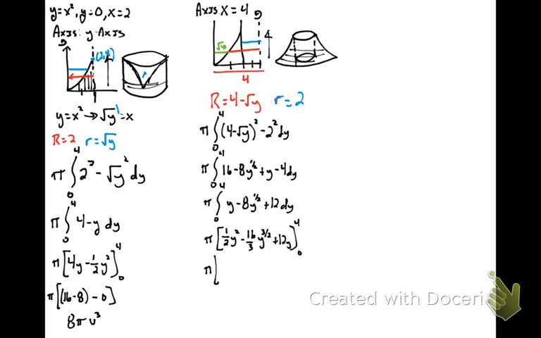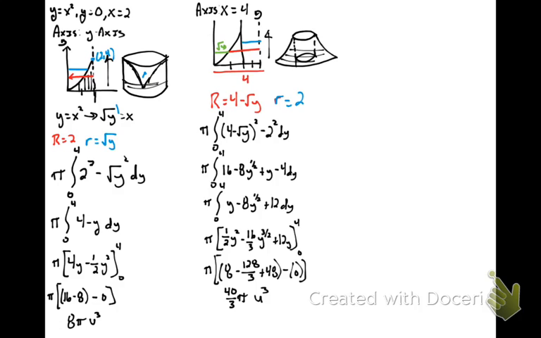Substituting in 4, this will be 8. Let's see, 4 to the 3/2: the square root of 4 is 2, so it'll be 8. And 16 times 8 is 128, so minus 128 over 3 plus 48, minus, when we substitute in 0, we'll just get 0. Cleaning this up, we end up with 40 over 3 pi units cubed.